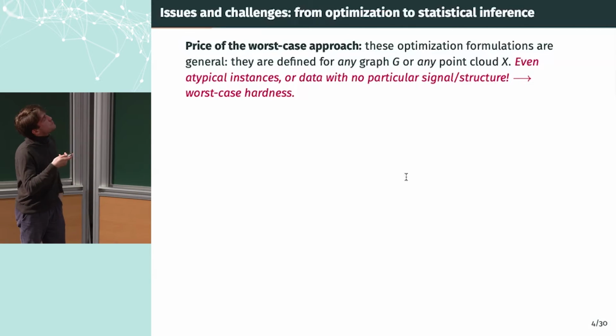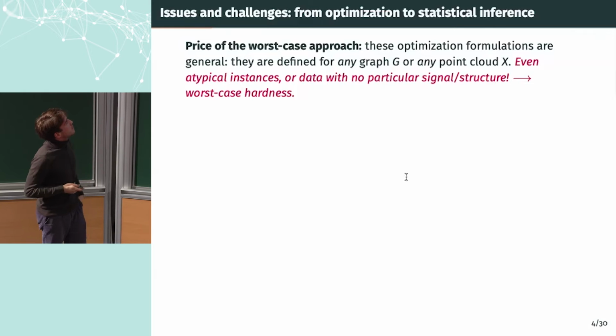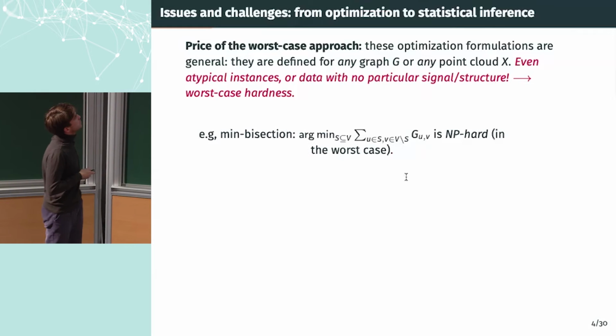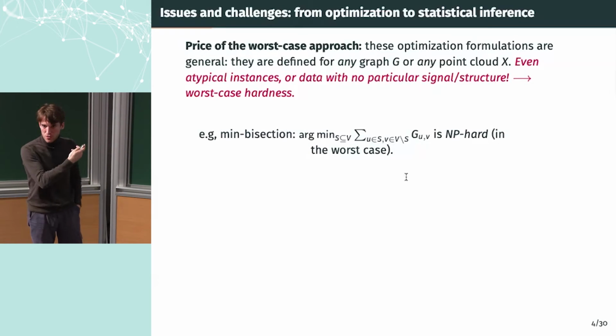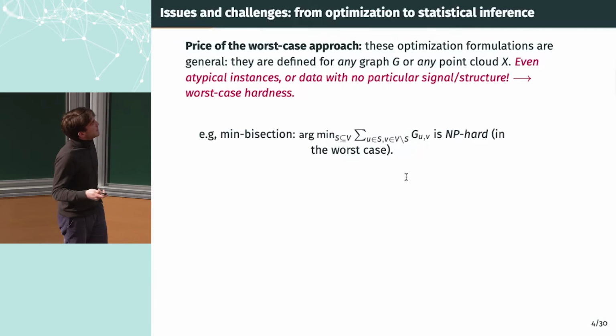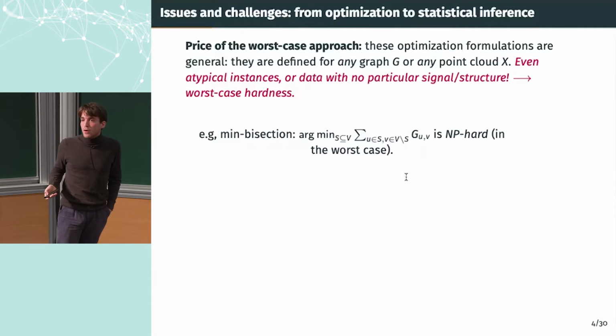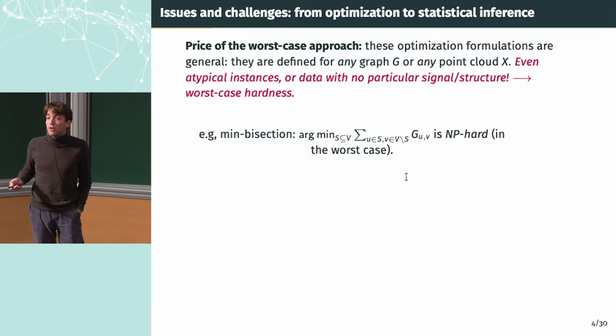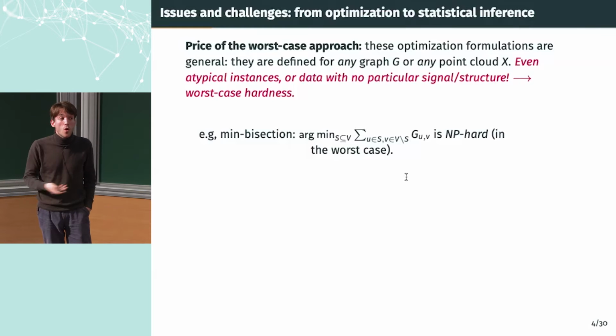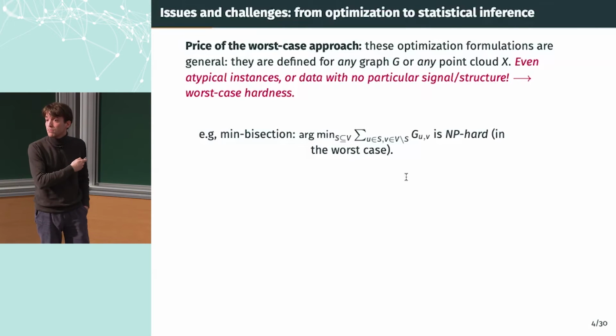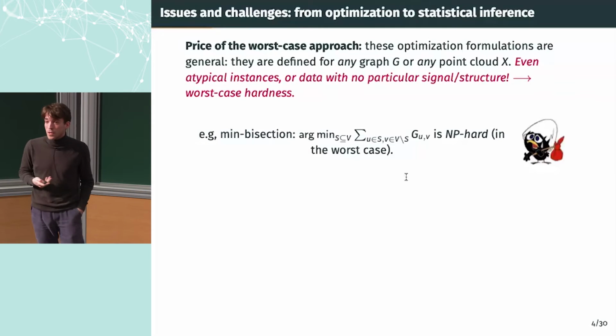Okay, so there's a price, that's why I talk about the price of the worst case approach. For instance, this mean bisection problem that I just presented, in the worst case, it's an NP-hard problem, right? There is no polynomial time algorithm that is known to succeed in all generality for this problem. Okay, so this is sad.